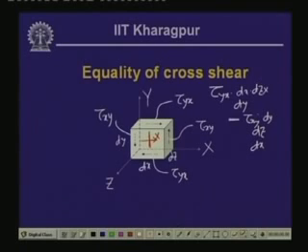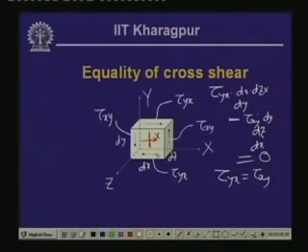So, this we set equals to 0 for equilibrium. This produces tau y x equals tau x y. In effect, this means that the cross shear terms, tau x y and tau y x, are equal.